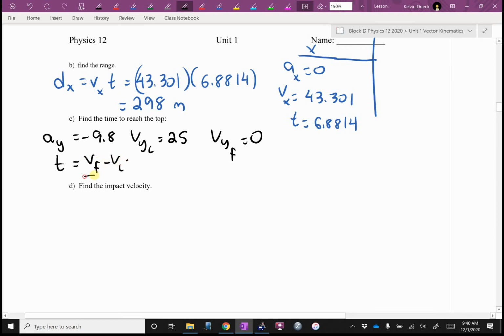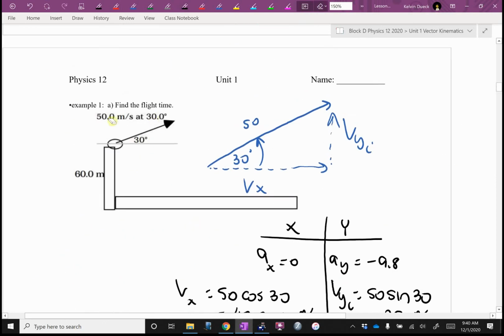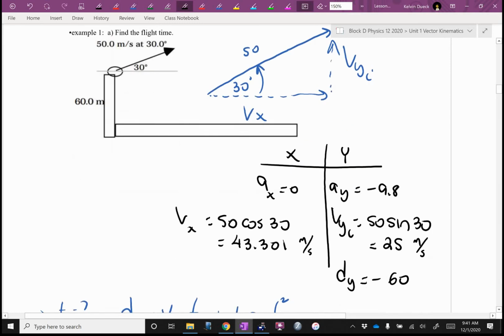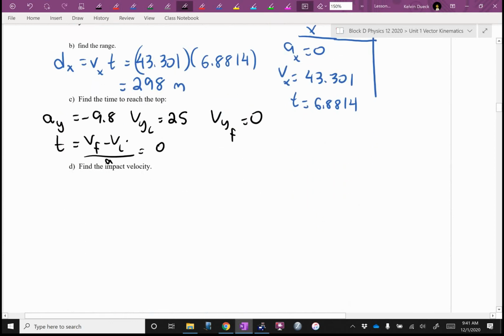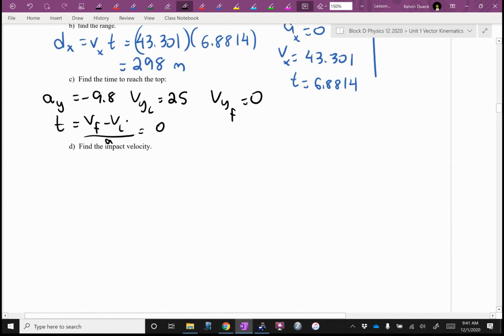VF minus VI over A. So it's going to be 0. By the way, can you see how if you, Carter, didn't know that VY final was 0, kids put all sorts of stuff in there. They typically put VI is 25. They'll often use the 50 because it's bigger and they're desperate, even though you never use the slanty. Or they'll use the 43.301 or something. They'll put a horizontal into a vertical. Don't put a horizontal into a vertical, and that'll take care of 90% of your mistakes. Minus 25 all over negative 9.8.